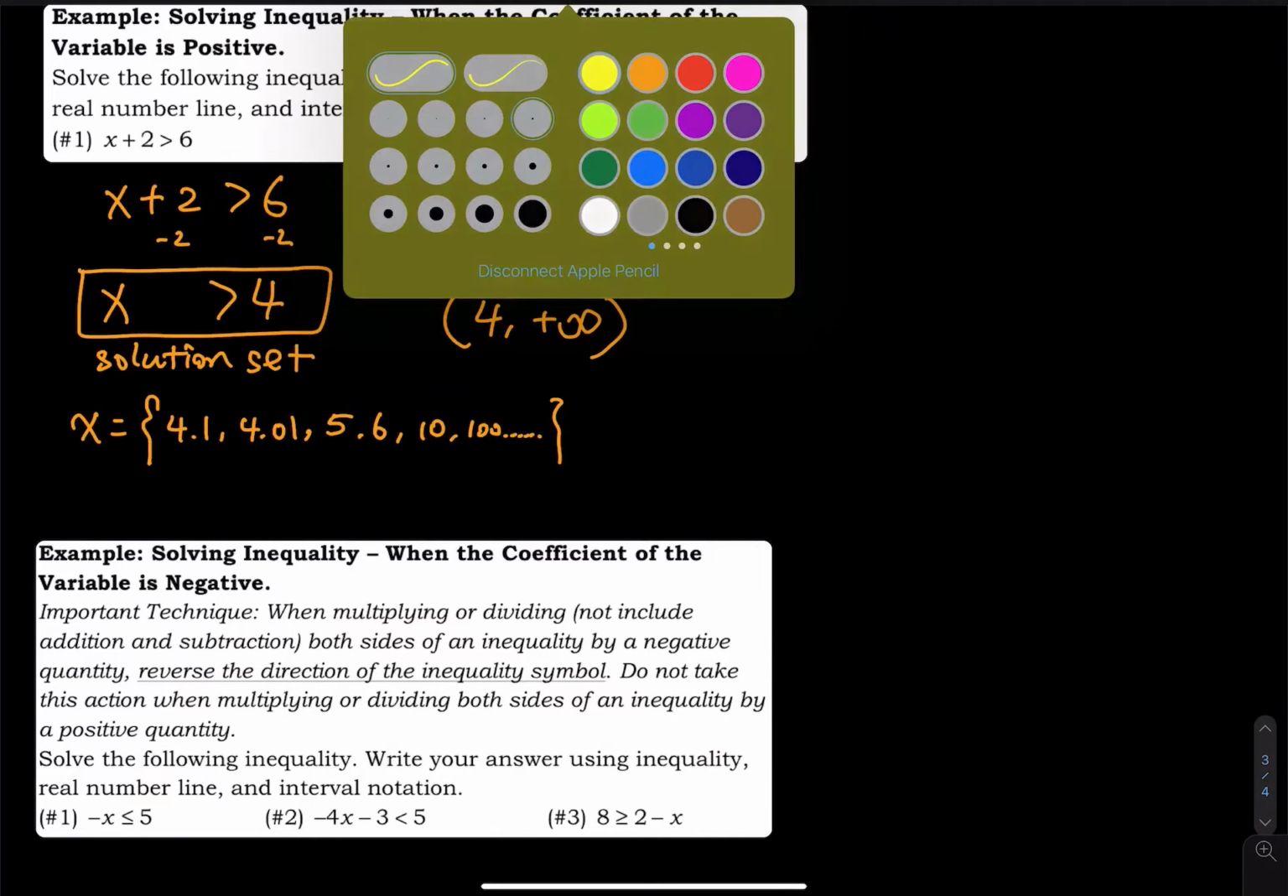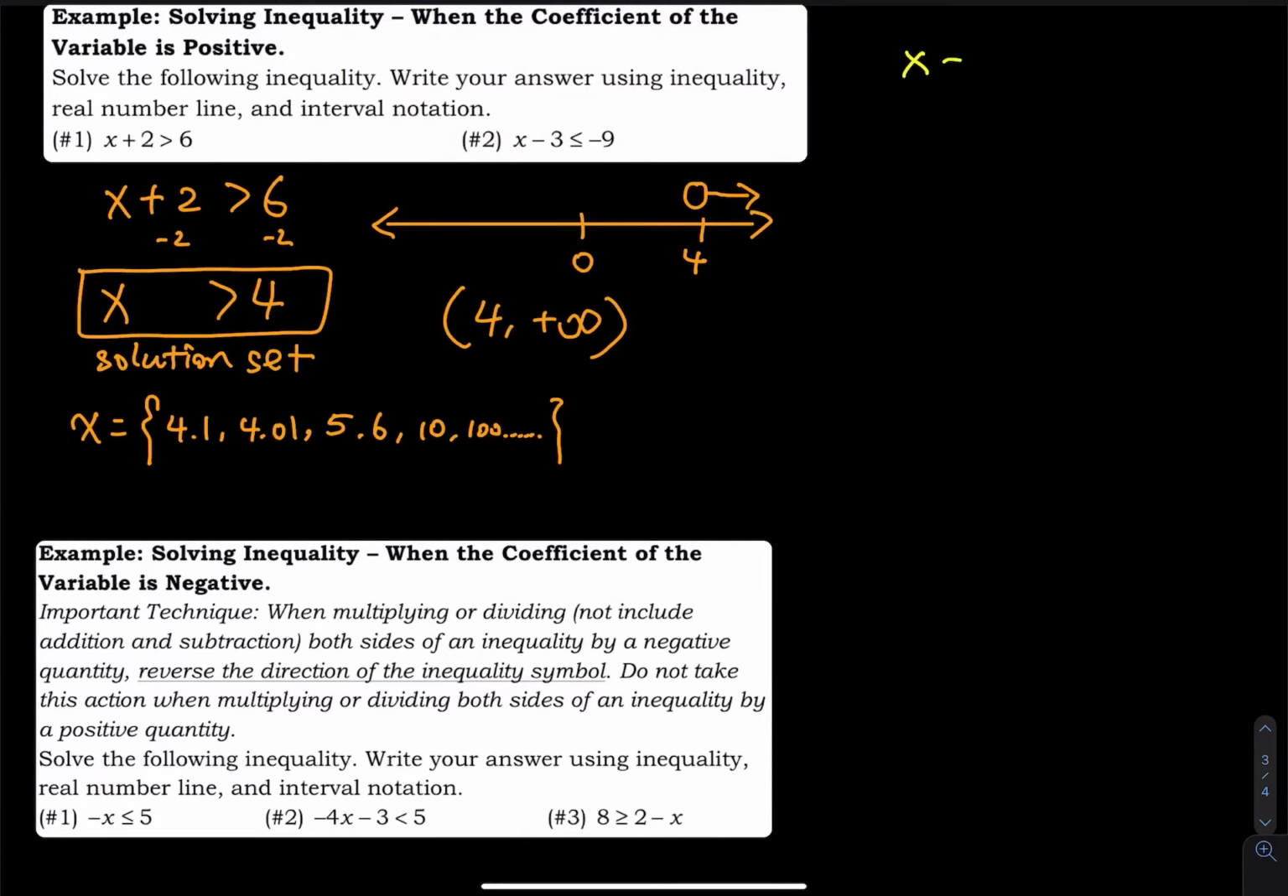And then the next one, we have x minus 3 less than or equal to negative 9. So we add 3 on both sides, plus 3, plus 3. Less than or equal to negative 9 plus 3 is negative 6, and this is my solution set.